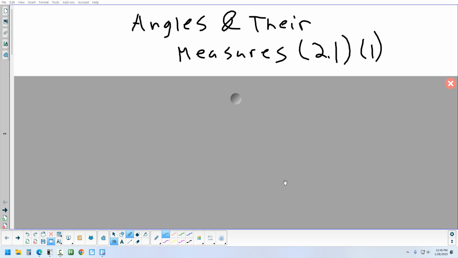Okay, so the first part of 2.1 we're going to take a look at has to do with angles and how we can measure them. So one unit that we've used to measure angles before in geometry, you're probably used to, is degrees. There's another unit that we can use that's more common in trig. We'll talk about what that unit is, and the goal is to learn how to convert between the two.